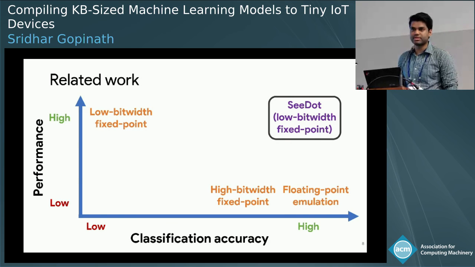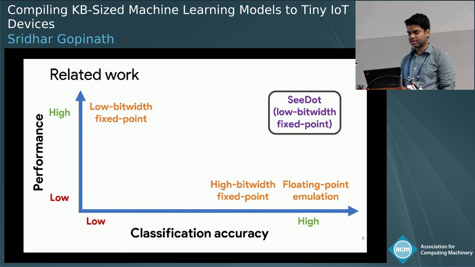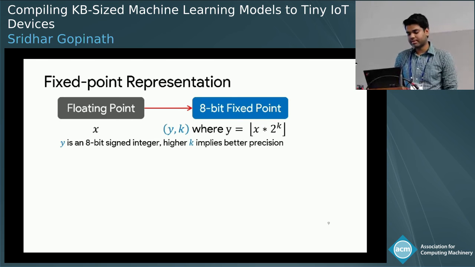Before I talk about the SeeDot compilation process, I'll talk a little bit about the fixed point representation. A floating point number x can be represented in fixed point using two integers, y and k, where y is x multiplied by 2 to the power k, rounded down to an integer. In this example, I'm using 8-bit fixed point, which means that y is an 8-bit integer. k is also referred to as a scaling factor, and a higher value of k means more significant bits for the integer y and implies better precision.